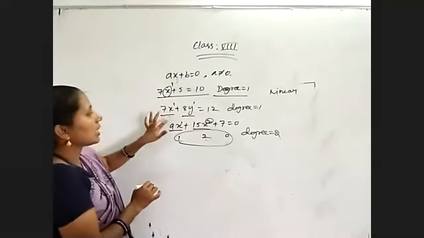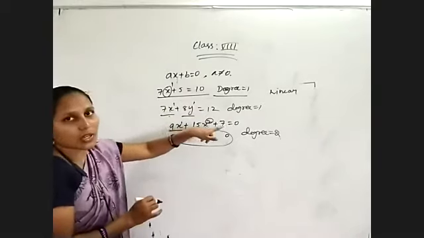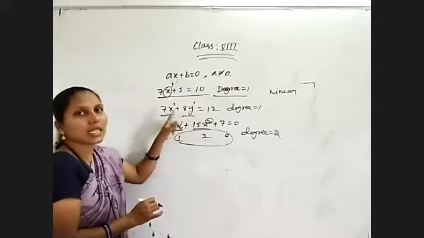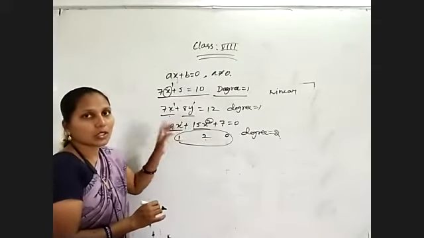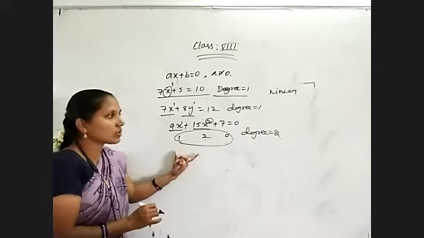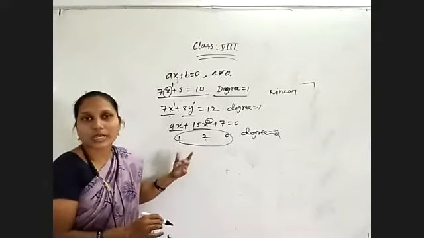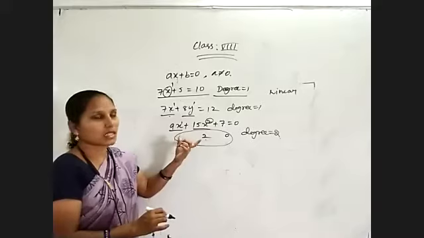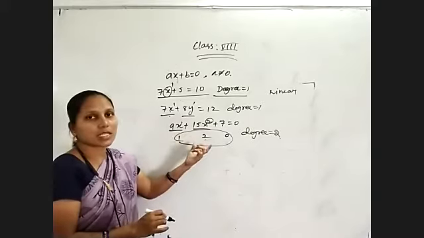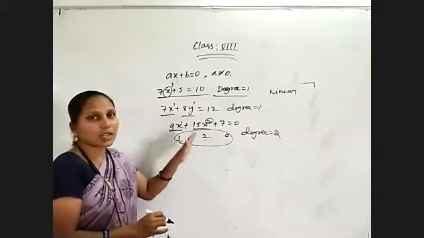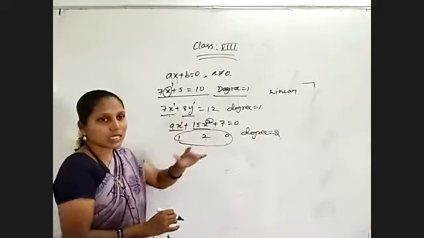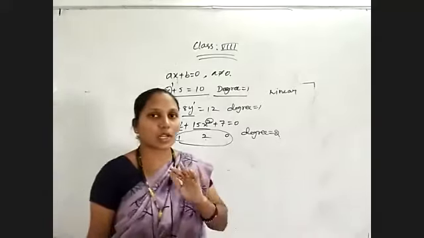And the second one, with degree 1 but having two variables, is a linear equation in two variables. Coming to the last one, degree is equal to 2, so it is not a linear equation. Equations whose degree is equal to 2 are known as quadratic equations, which you will get in further classes. In this chapter, whatever we have discussed is about linear equations.